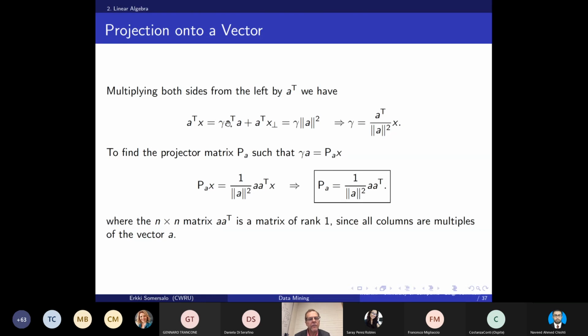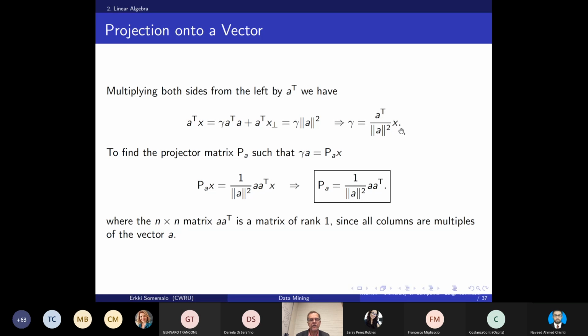So what I'm left with is gamma times A transpose A, which is the same as the squared Euclidean norm of A. And if this vector A is non-zero, I can divide by the length of A squared and I get gamma. So gamma is A transpose x divided by the length of A squared. Notice this is a scalar because A transpose x is a scalar, divided by another scalar, which is the squared length of A.